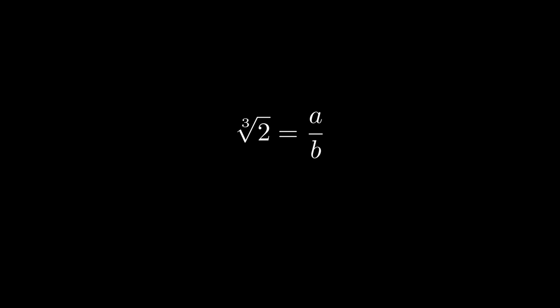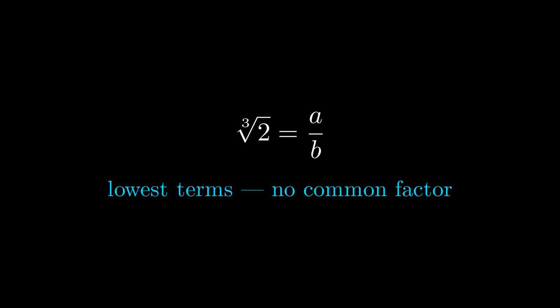So suppose the opposite. Suppose the cube root of 2 is rational. Then we could write it as a over b, with a and b whole numbers. And one more thing. We insist the fraction is fully cancelled. Lowest terms, no common factor at all. That line is doing more work than it looks like. Keep an eye on it.